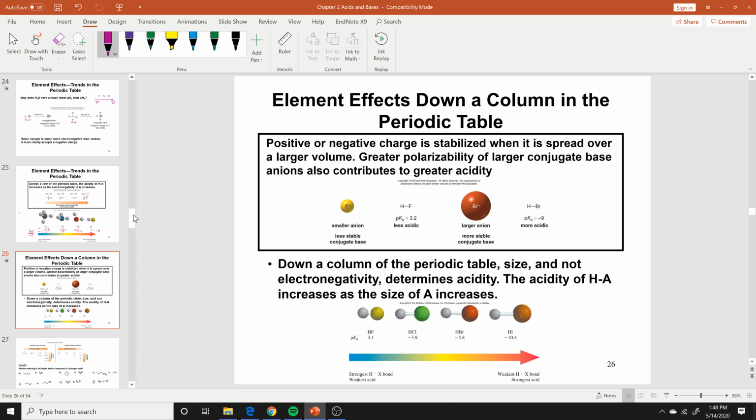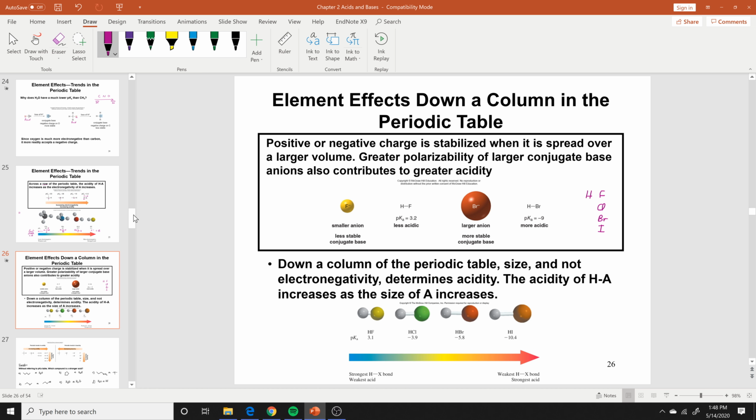In this slide, if you have acids that belong to groups, this means that I am now comparing between a hydrogen that is connected to a fluorine, chlorine, bromine, and iodine. Okay? These halogens, they belong to a group, they don't belong to a period. For elements that belong to the group, you have to look at the size of the anion and not the electronegativity.